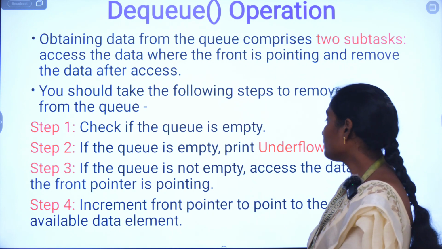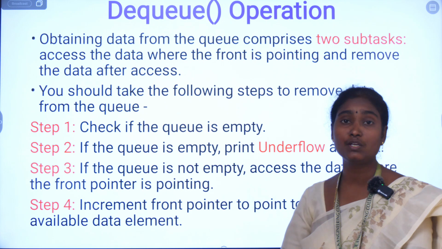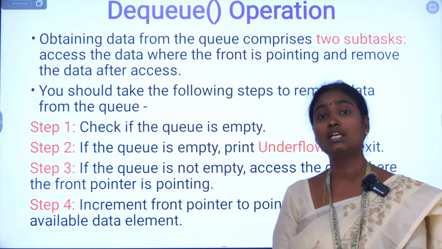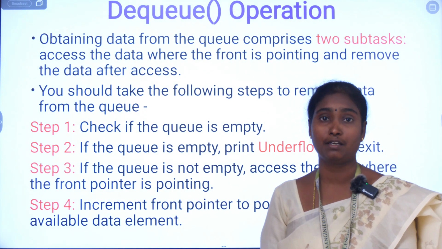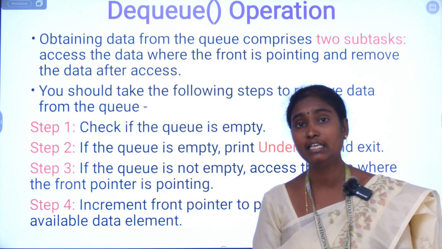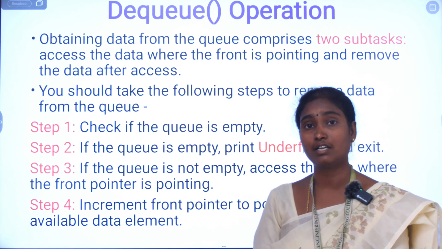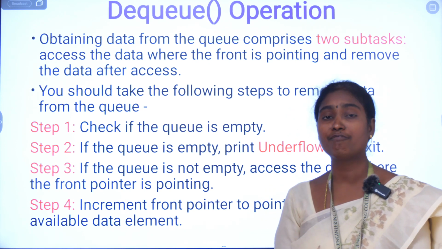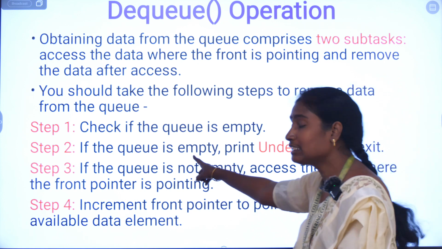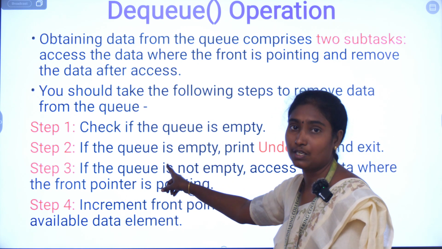Before you delete, you have to check another condition, that is the underflow condition. Why? Because only if you have elements in a queue can you perform the DQ operation. If there is no element, how can you delete it? You can't delete the elements. So how will you check whether the queue is empty or not? If your rear value and front value are both minus 1, then your queue is empty. It means you cannot perform any DQ operation.